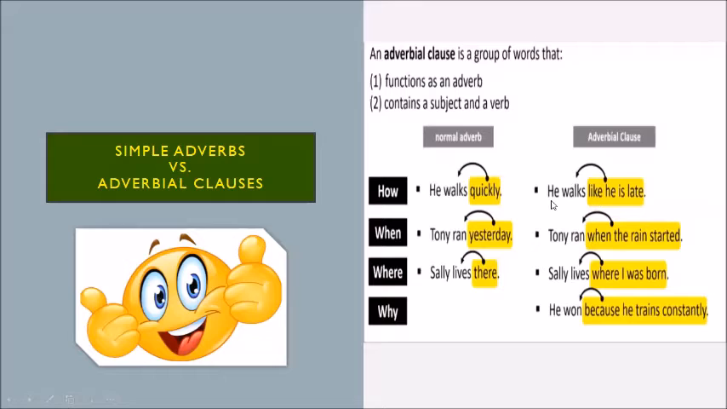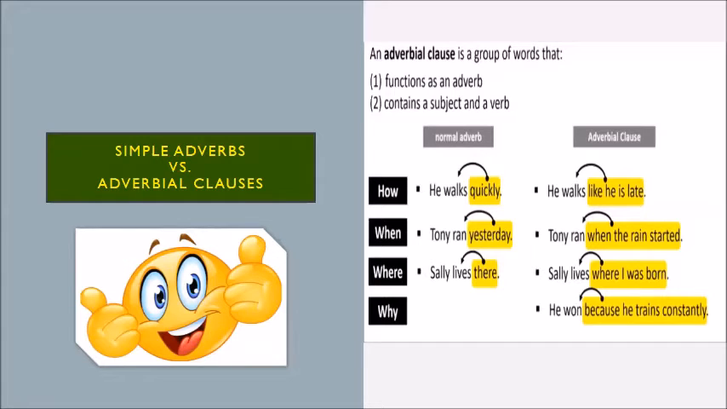Then we have, for this kind of clauses, these examples. He walks like he is late. Tony ran when the rain started. Sally lives where I was born. He won because he trains constantly.